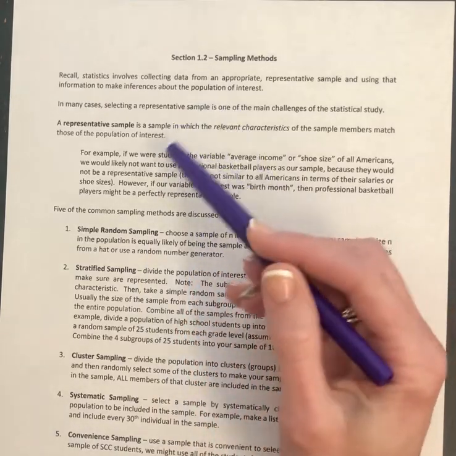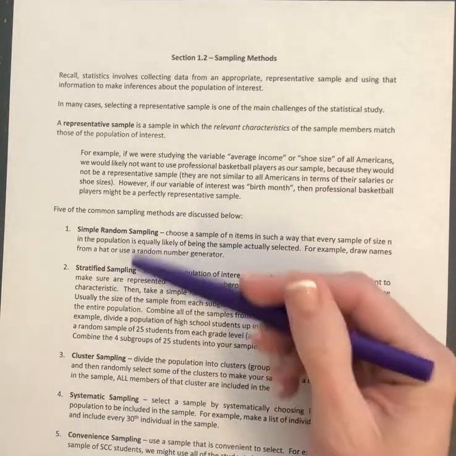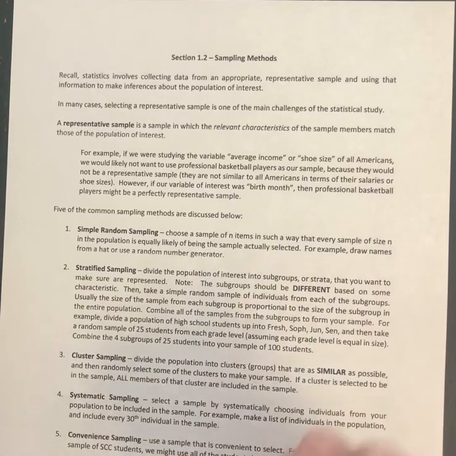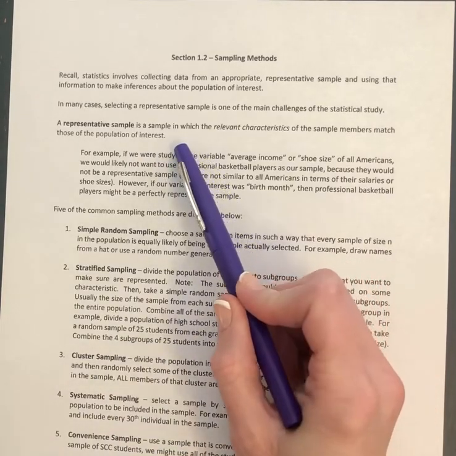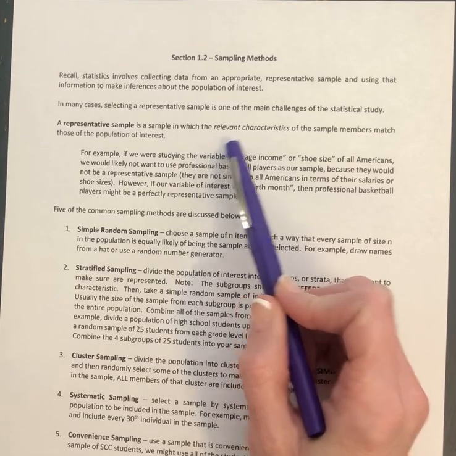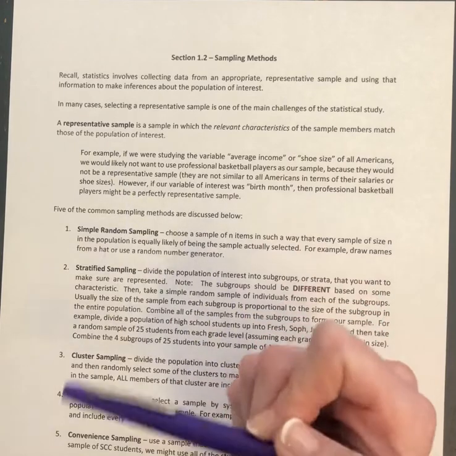One of the hardest parts in a statistical study is often trying to set up the representative sample. So I want us to first get an idea of what a representative sample means, and then we'll talk about sampling techniques. So we're told here that a representative sample is a sample in which the relevant characteristics of the sample members match those of the population of interest.